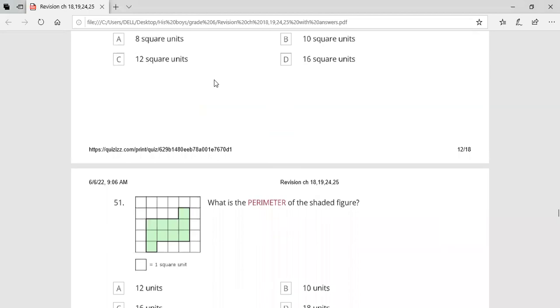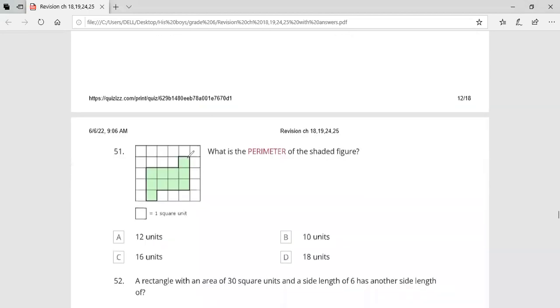Perimeter, as we said before, depends on the outside of the shape. Here we count 1, 2, 3, up to 16. Yes, it's going to be 16 units, and so on. The next one.